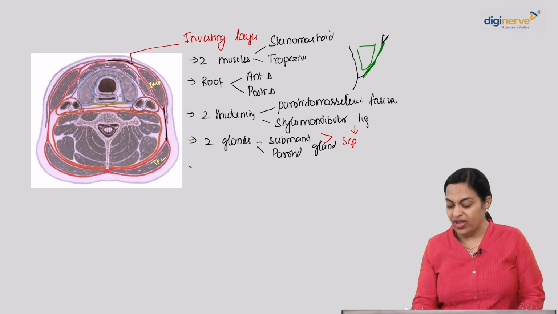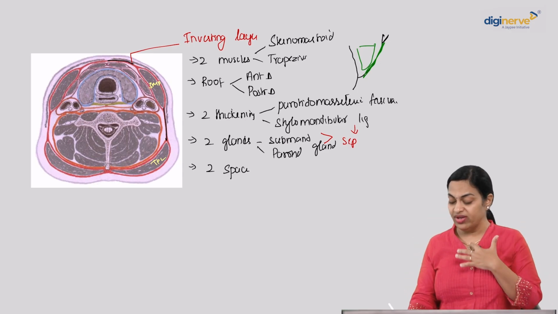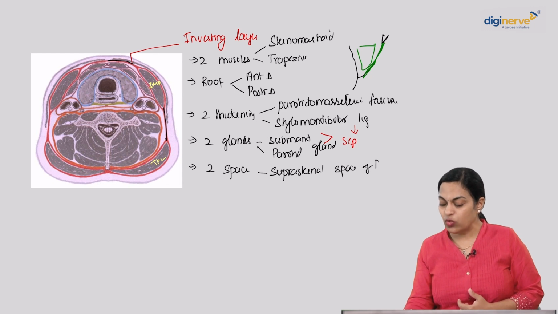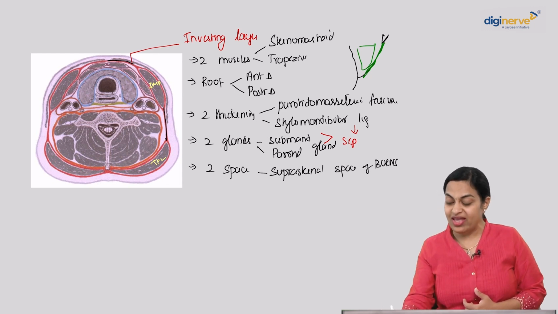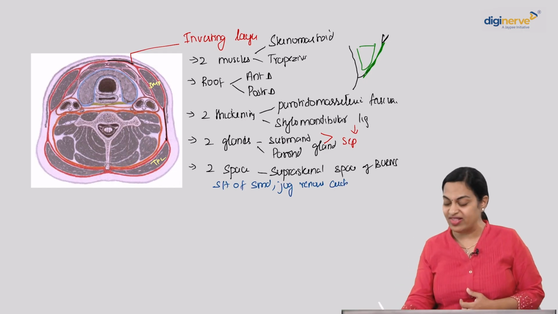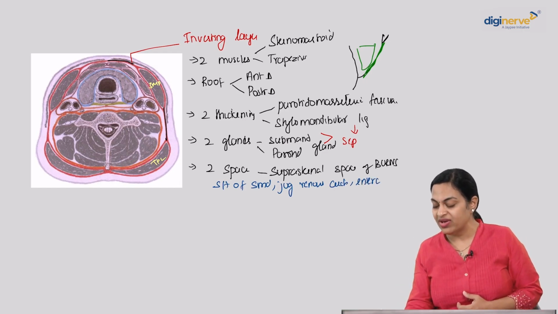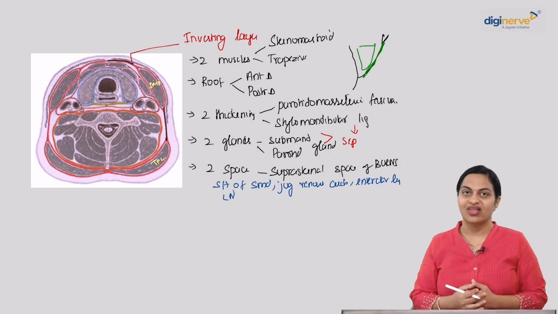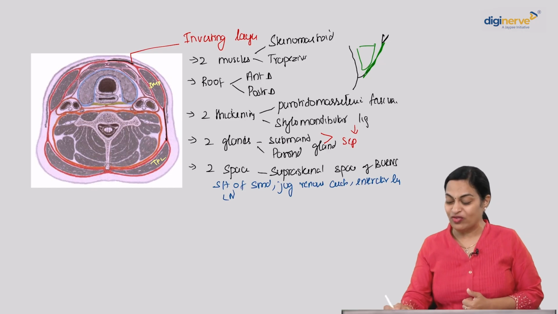And as I told you, it encloses two spaces while we trace it. One I told here, above the manubrium sterni, the suprasternal space of Burns. This suprasternal space of Burns has the sternal head of sternocleidomastoid, the jugular venous arch that connects the anterior jugular veins of both the sides, the interclavicular ligament that connects the medial ends of the clavicles of both the sides, and some lymph nodes. Contents of the suprasternal space of Burns.